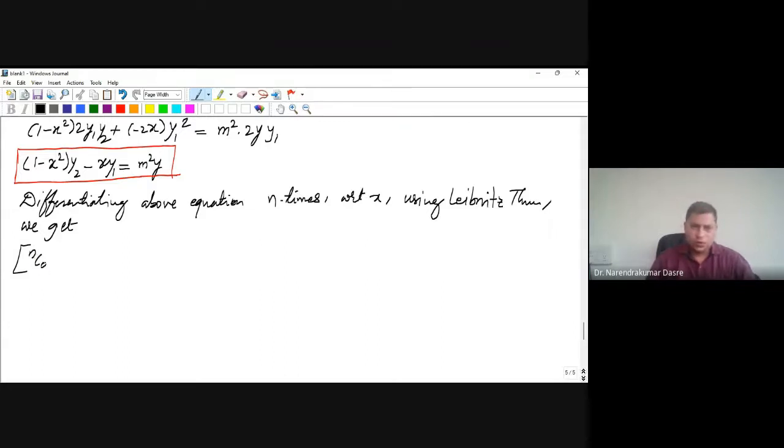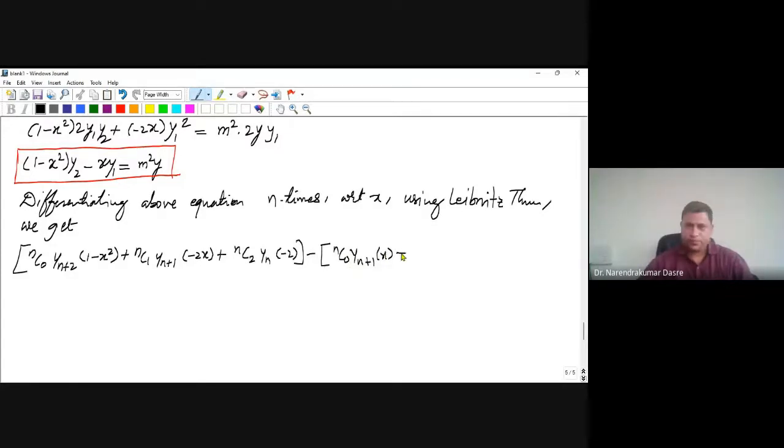So we can have nc0 yn plus 2 (1 minus x square) plus nc1 yn plus 1, and here we have minus 2x, plus nc2 yn, and here it is going to be minus 2, so this is going to be minus minus. Then we have nc0 yn plus 1, and this is x. We already considered minus outside, so I am writing x here only. And plus nc1 yn, and we are having the derivative 1. Now this is equal to m square yn.